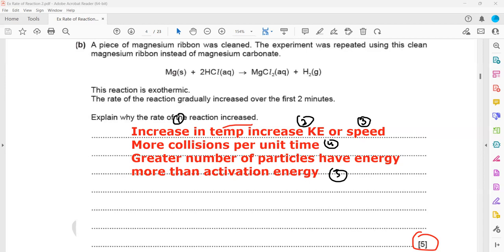So even though it's a 5-mark question, the answer is very simple. Increase in temperature, increase kinetic energy, increase speed, particles move faster, they will collide often, and as a result, more particles have energy greater than activation energy. Kinetic energy and speed are related to each other. Yeah, you have to mention unit time. If speed increases, kinetic energy will increase. But mentioning kinetic energy is one point, mentioning speed is another point.